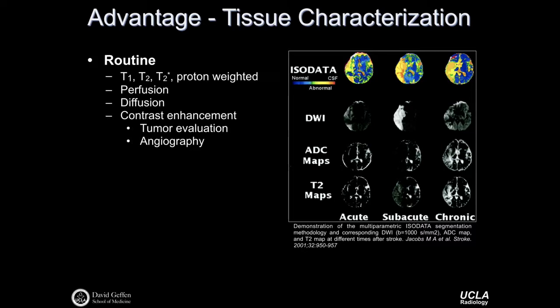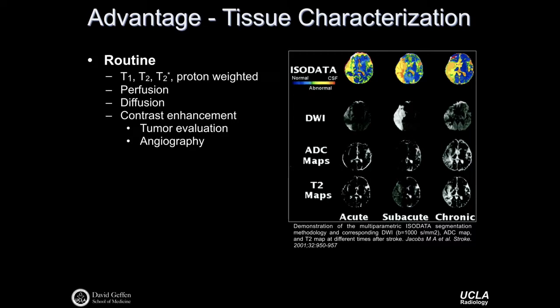Another advantage, and one of the last advantages I'll discuss of magnetic resonance imaging, is so-called tissue characterization. We mentioned previously the ability to widely manipulate the underlying soft tissue contrast, but here we more specifically talk about using the ability to manipulate the image contrast to actually characterize underlying tissues. And it's relatively routine at this point to acquire T1, T2, T2 star, and proton-weighted images, all of which reflect differences in the underlying tissue.